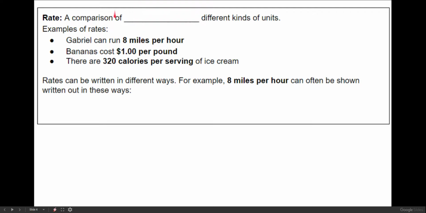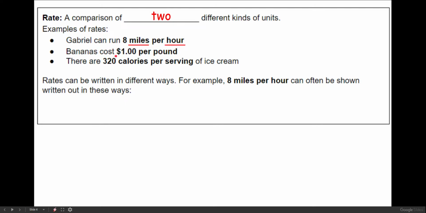So let's get to the meat of our lesson today. A rate. Well, a rate is a comparison of 2 different kinds of units. Examples of rates include these. Gabriel can run 8 miles per hour. So what are the 2 units? Well, miles, which is measuring distance, and hours, which is measuring time.